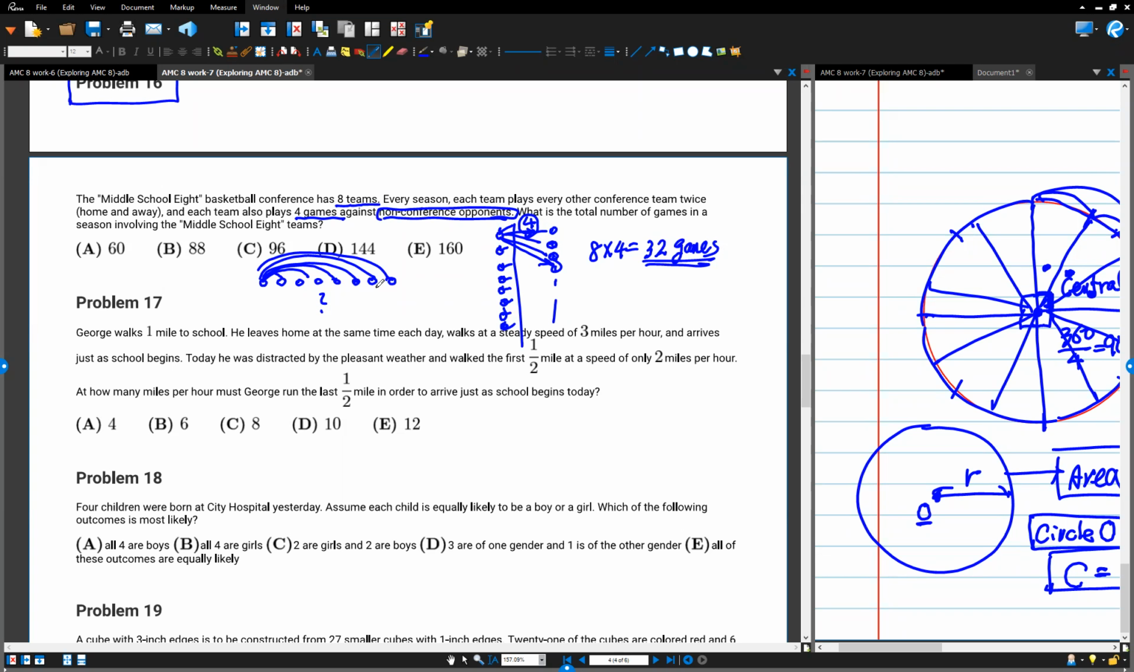inside the conference teams? How many games?